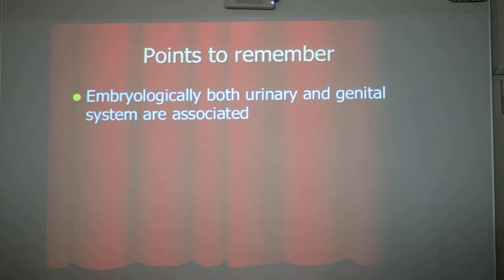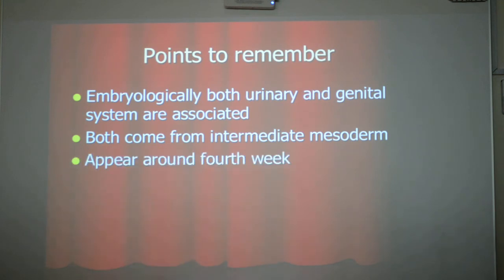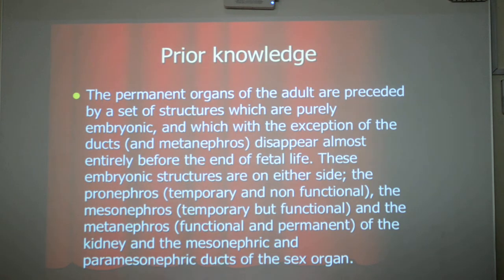Now I'm going very quickly, but you should not have any problem understanding even a single word over here. Embryologically, both urinary and genital systems are associated. Say yes. Yes. Okay. Both come from intermediate mesoderm. Yes. They appear around the 4th week. Yes. Complete around the 10th week. Sex determination. Yes. That's the time you should do ultrasound. Yes. Okay, not before that. Yes. As prior knowledge, this I quickly skip.